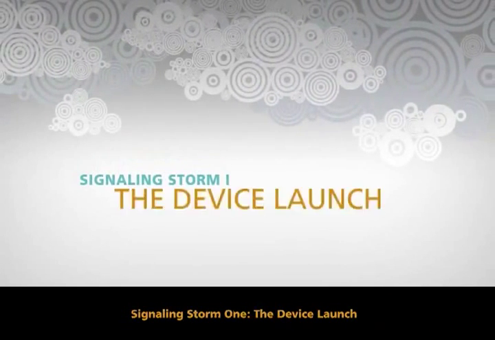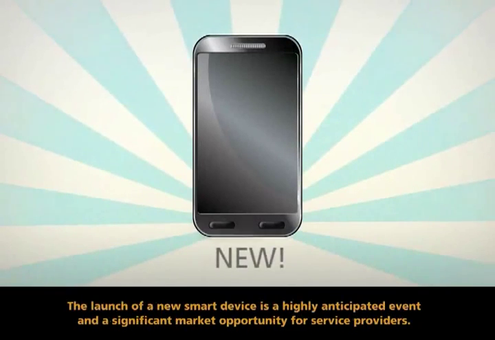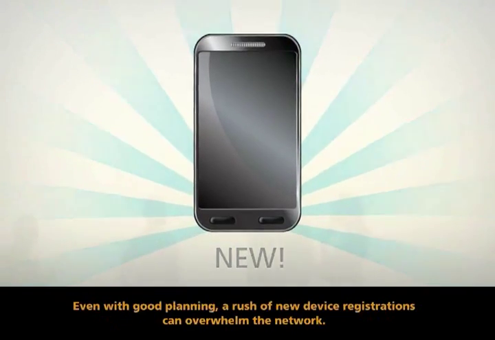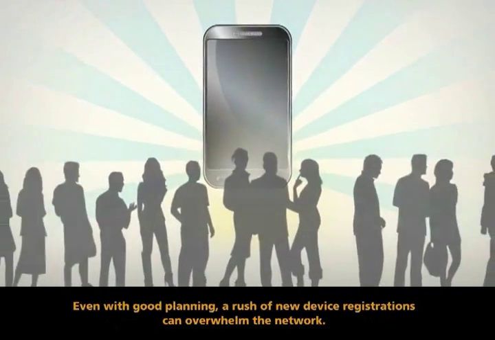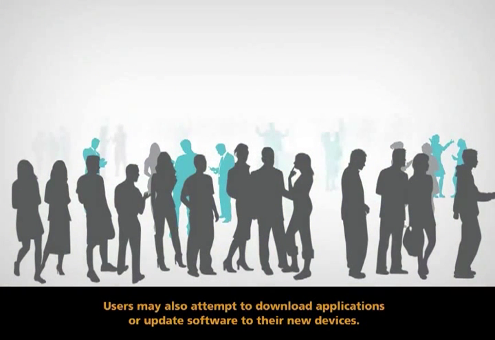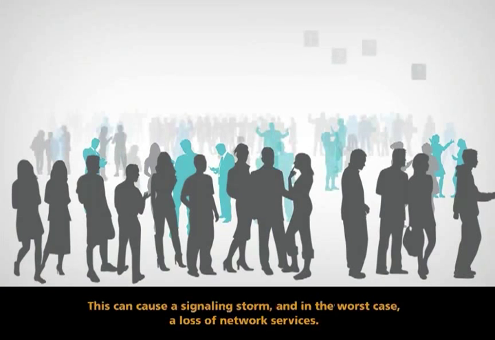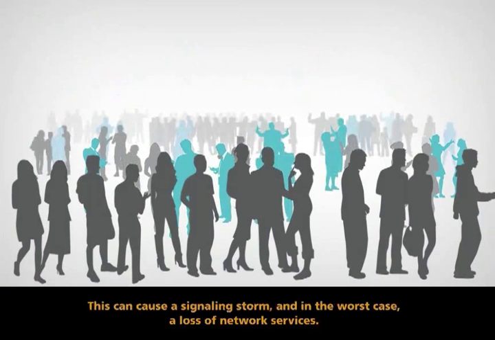Signaling Storm 1, the device launch. The launch of a new smart device is a highly anticipated event and a significant market opportunity for service providers. Even with good planning, a rush of new device registrations can overwhelm the network. Users may also attempt to download applications or update software to their new devices. This can cause a signaling storm and, in the worst case, a loss of network services.